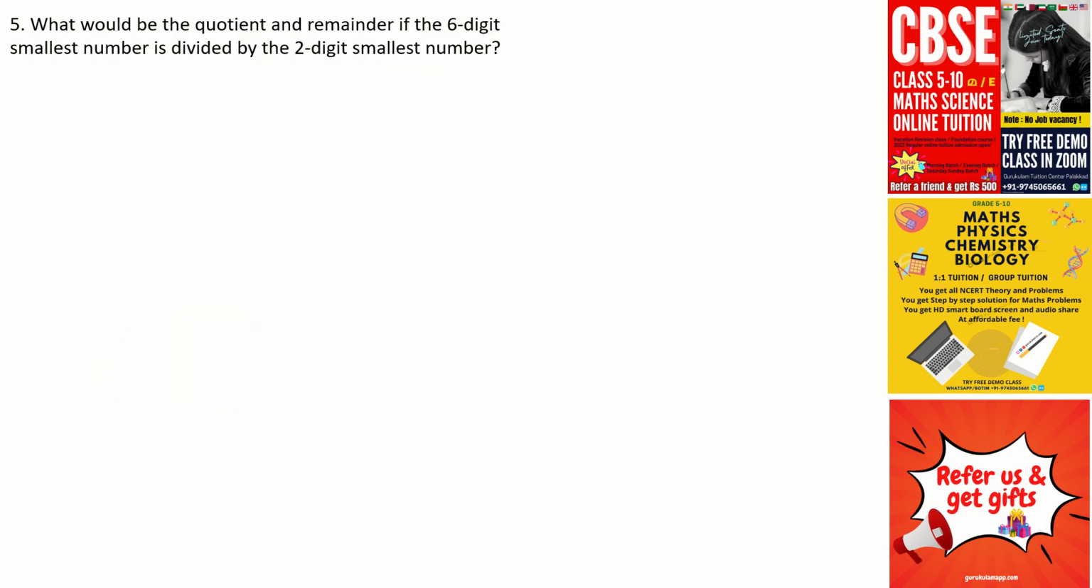Then moving to the next question, what would be the quotient and remainder if the 6-digit smallest number is divided by the 2-digit smallest number? So which is a 6-digit smallest number? So it is 1, 2, 3, 4, 5, 6. This is a 6-digit smallest number, and divided by 2-digit smallest number, which is a 2-digit smallest number here. It is a 10 here. Okay, this is the concept of the question.